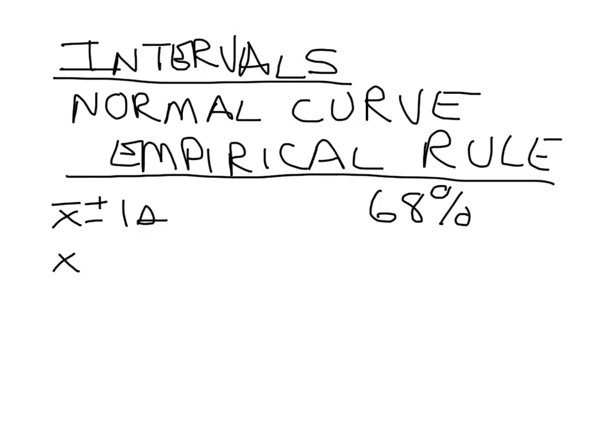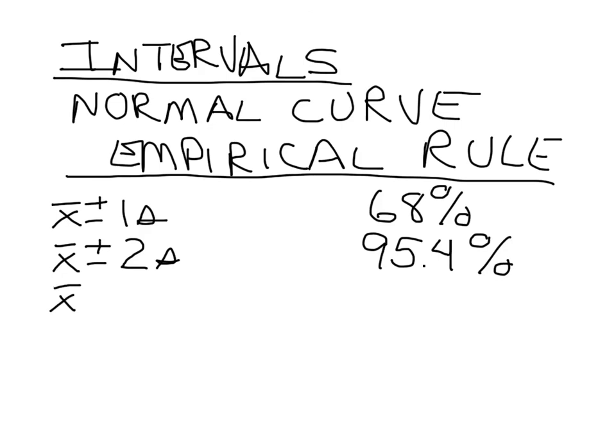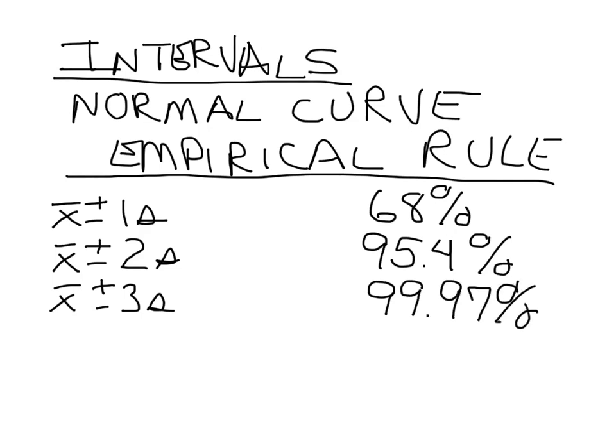Okay? Similarly, if I have x bar plus or minus 2s, then I would expect about 95.4% of the data to fall into that interval. And finally, if I have x bar plus or minus 3s, I expect almost everything to fall in there, something like 99.97%. Now that's if, again, we live in the ideal world, that's what would happen. And you'll see as we go on, as we get into our study of the normal curve, where these numbers come from. But right now, consider them as given.